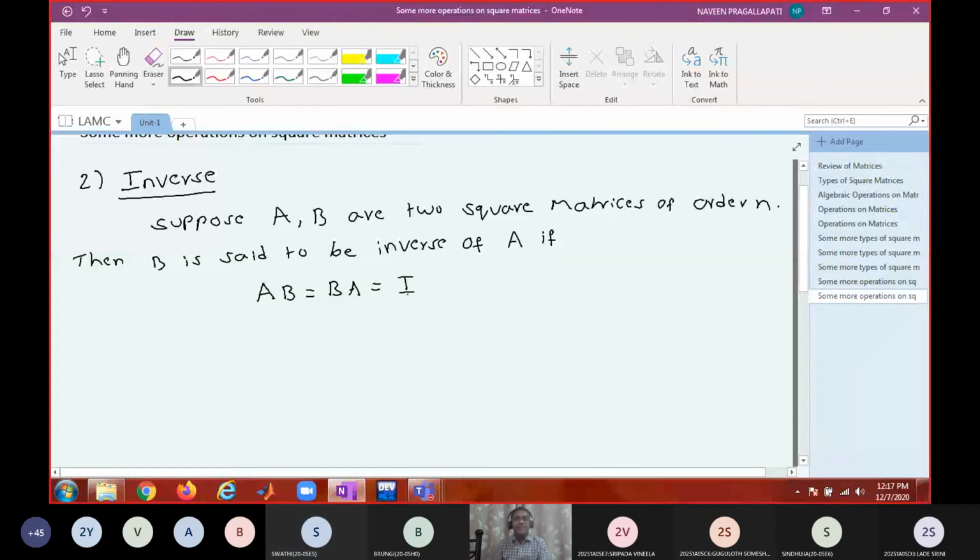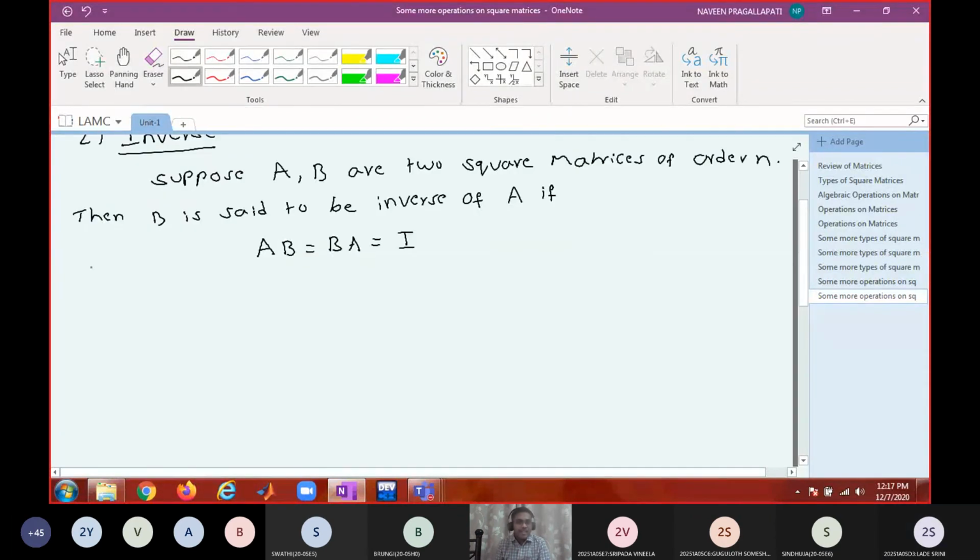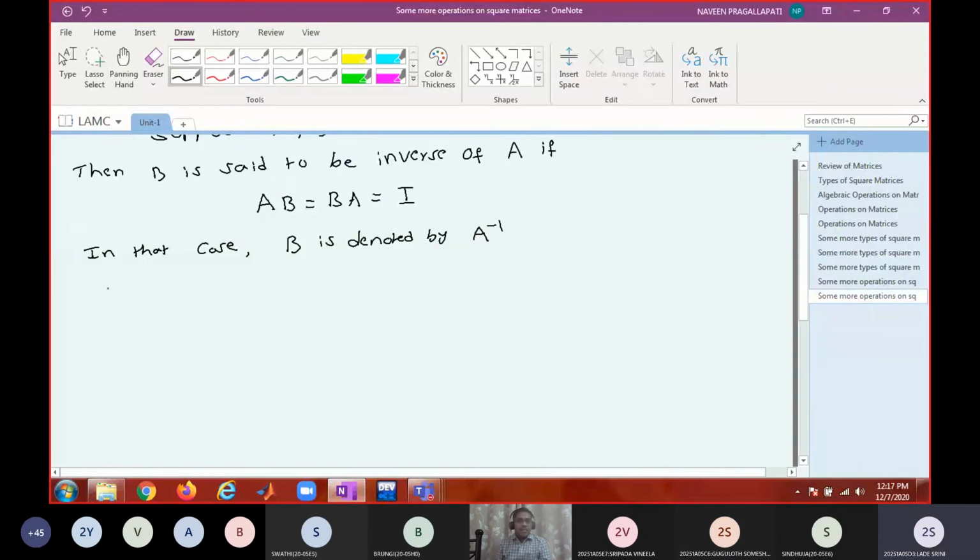That is how you learnt it on numbers, no? For two numbers, AB equal to BA equal to 1, then B is called the multiplicative inverse of A. Instead of numbers, you are having matrices. So what is the notation? In that case, B is denoted by A inverse. Is it okay? So therefore, A into A inverse equal to A inverse into A equal to I.